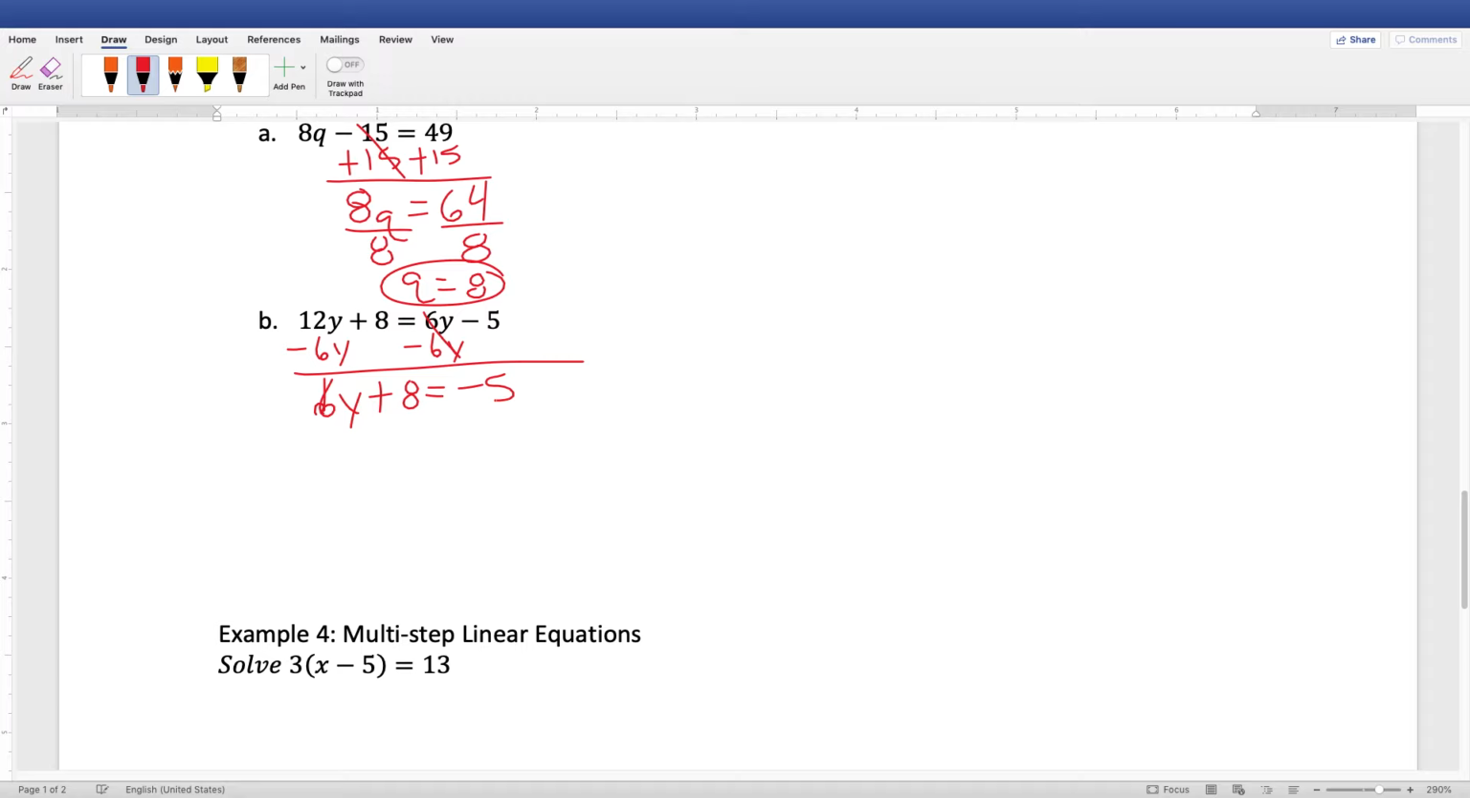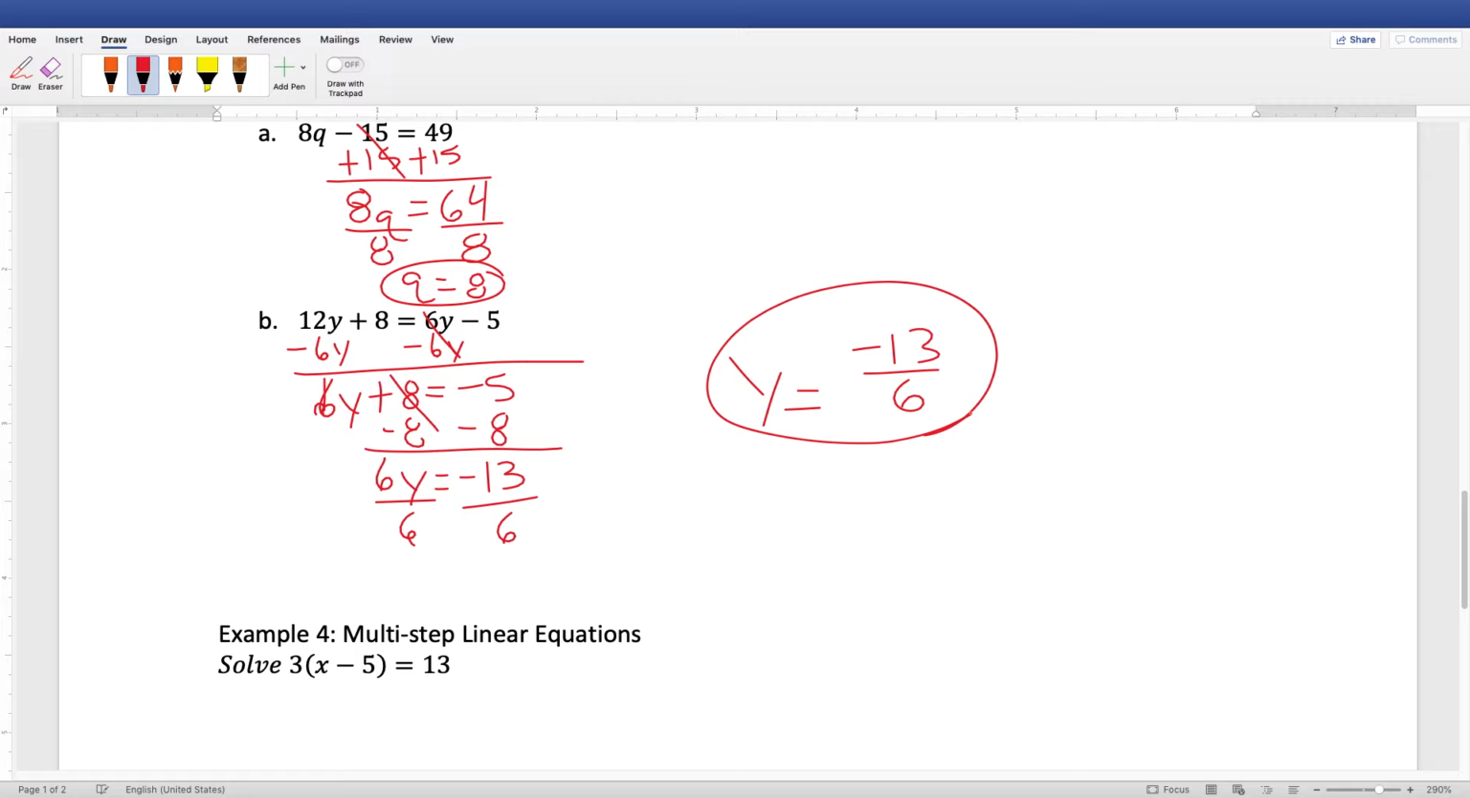Now I want to isolate my y value, so I will subtract 8 from both sides. What you do to the left, you need to do to the right. And I get 6y is equal to negative 13. Again, I'm trying to isolate my y value, so I need to divide by 6. And my answer ends up being y is equal to negative 13 over 6. 13 is a prime number, so this cannot be reduced. Leave your answer in fraction form.